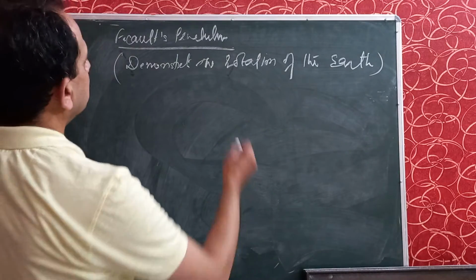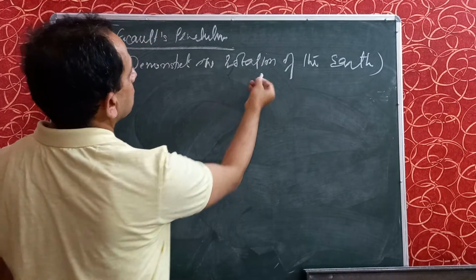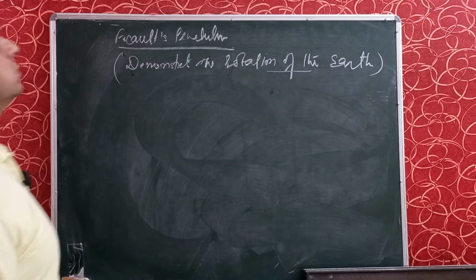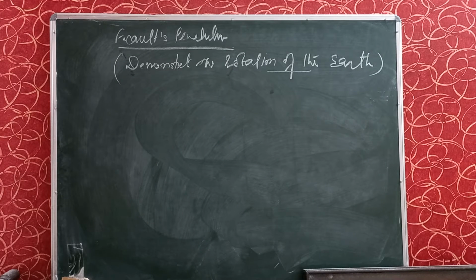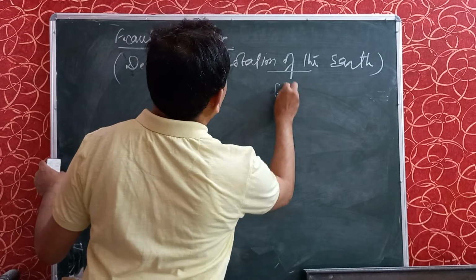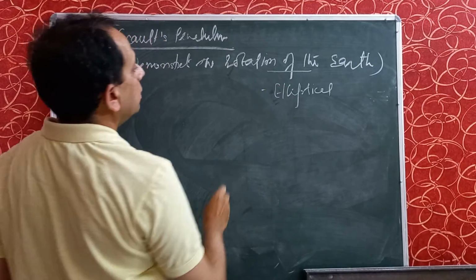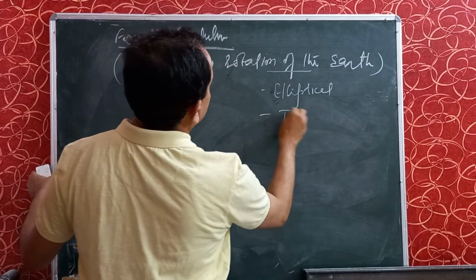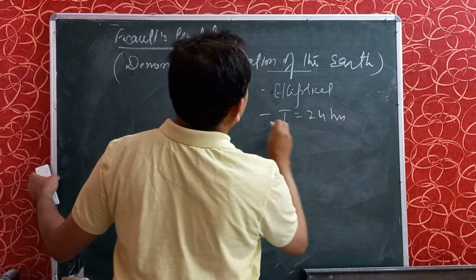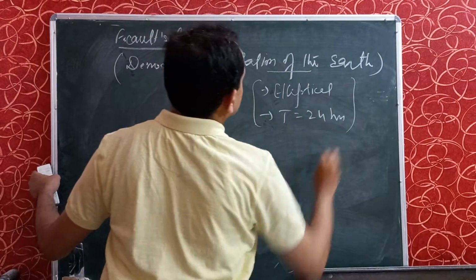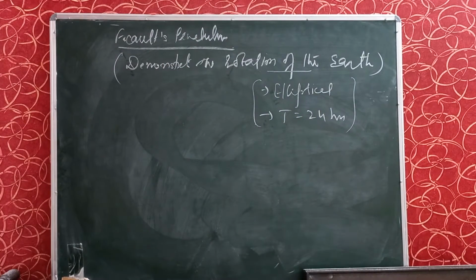We already know the result because we have studied the rotation of earth in detail in the lower classes, that is the path followed is elliptical, and second, the time is 24 hours. So there are two results which will be proved by this Foucault's pendulum. Foucault is the name of the scientist.